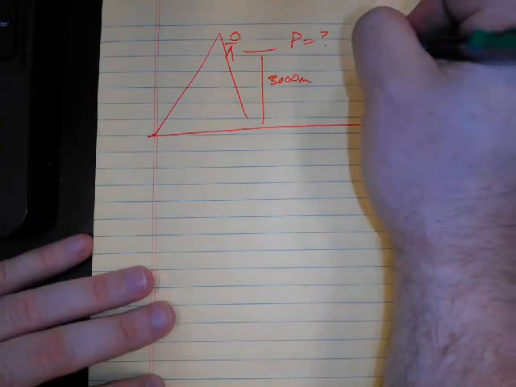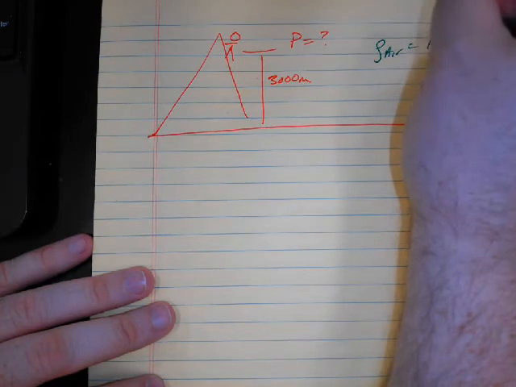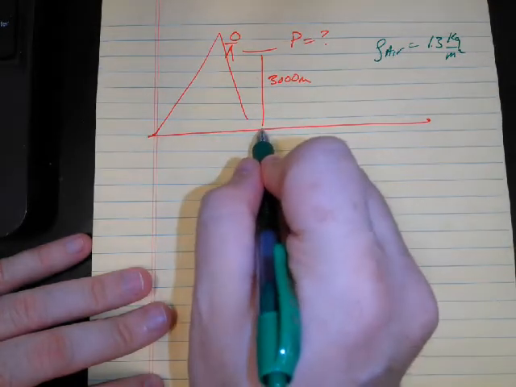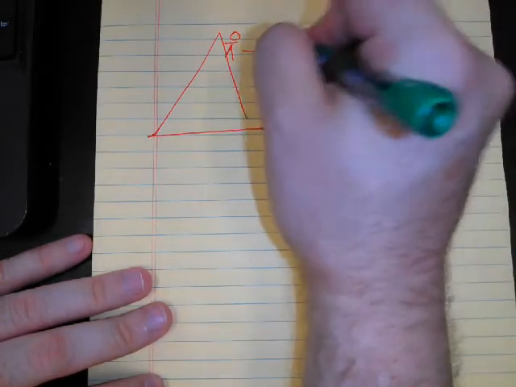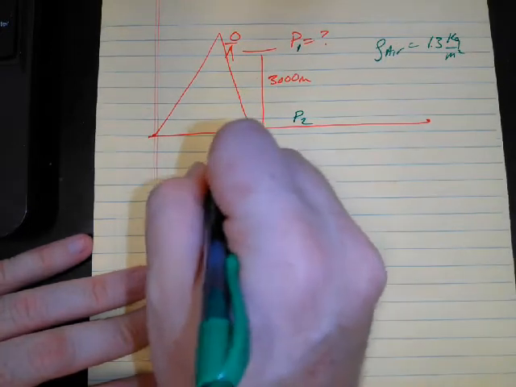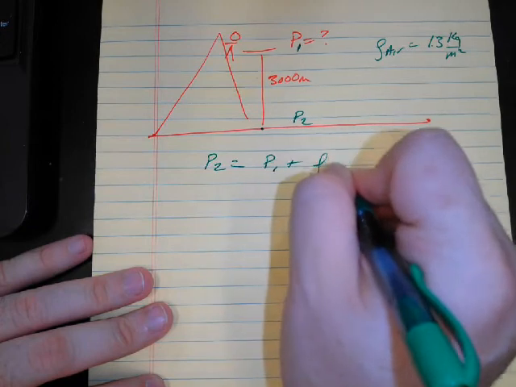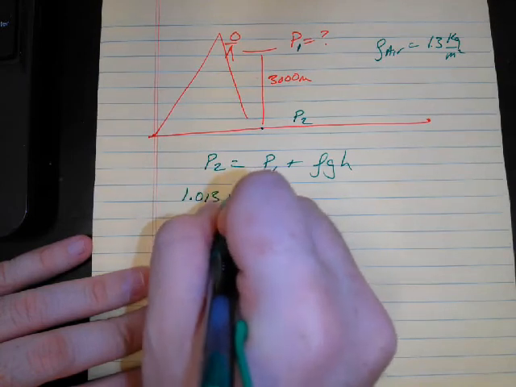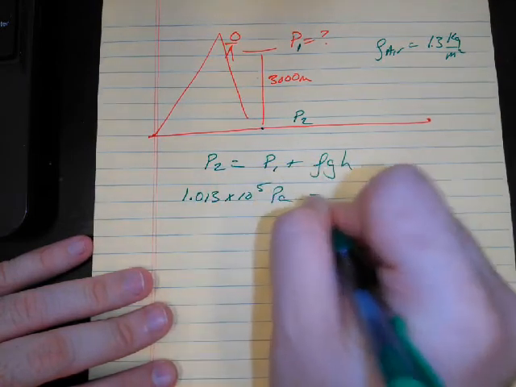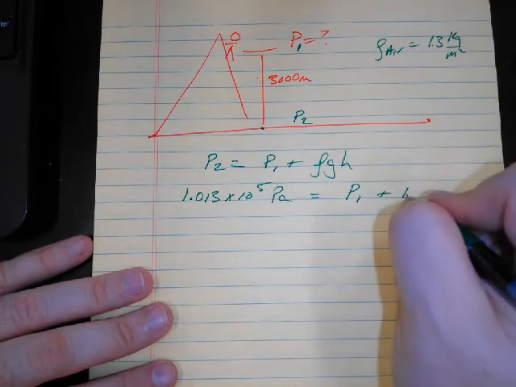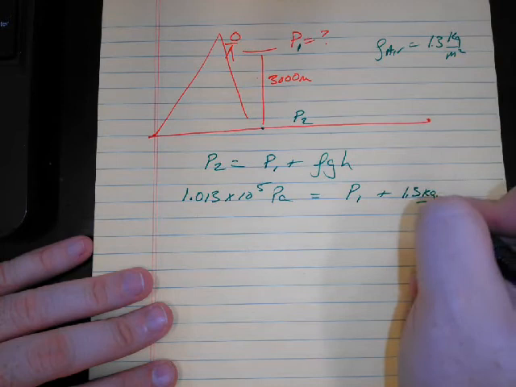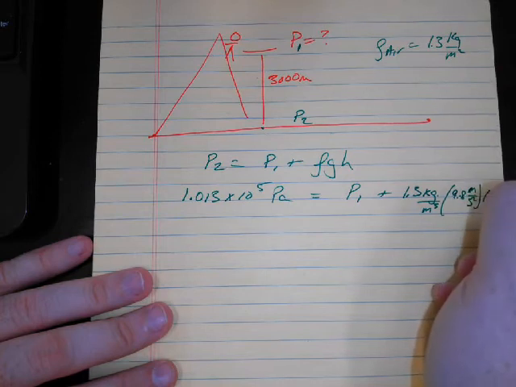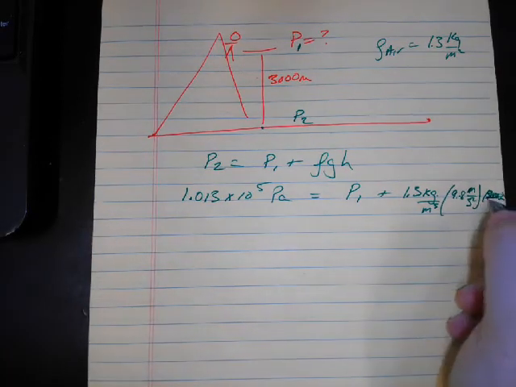So we'll take that our density of air is 1.3 kilograms per meter cubed, and we'll do the same sort of math. Now here, the known point is the lower point. You order these by height. So P2 is the lower point. So P2 is P1 plus rho GH. So P2 is 1.013 times 10 to the 5 Pascal, and that equals P1 plus 1.3 kilograms per meter cubed times 9.8 meters per second squared times 3,000 meters. Let me rewrite that.